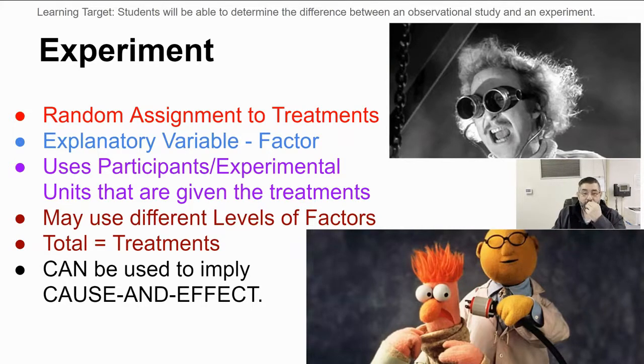What I might want to do is figure out what the treatments are going to be. I'm going to randomly assign those treatments, so I'm going to flip a coin or do something so I can see what I'm going to give to people. I'm going to have what we call the explanatory variable. It's what explains what's going on, and that's usually the factor. So that would be like the MSG.